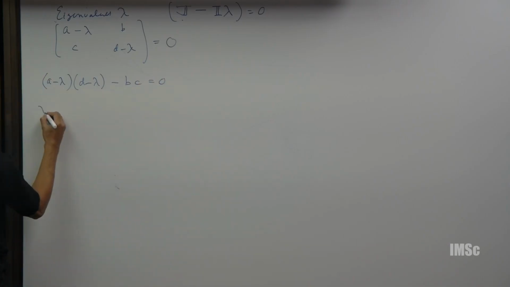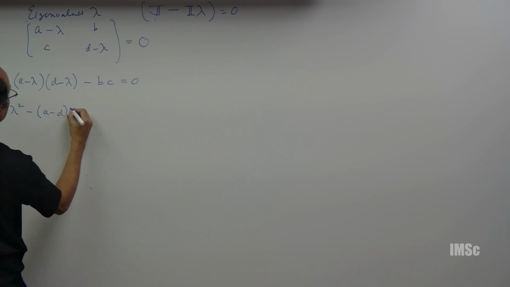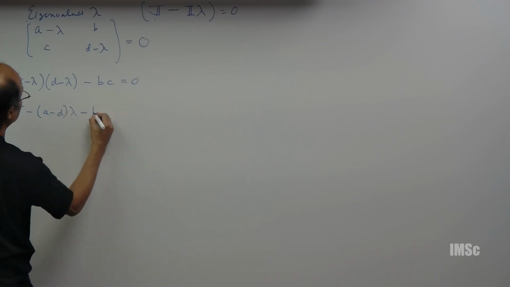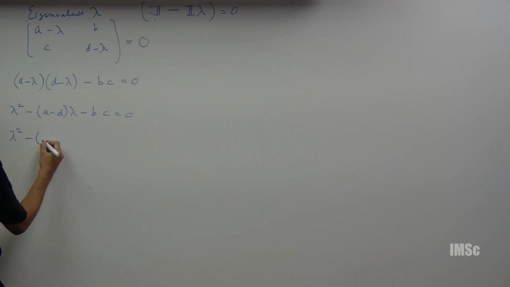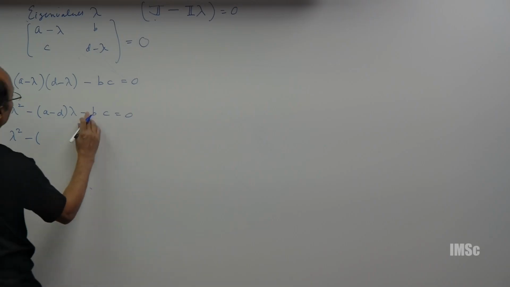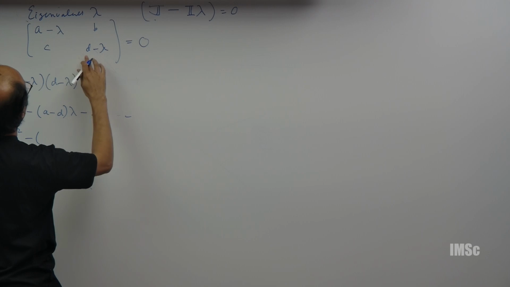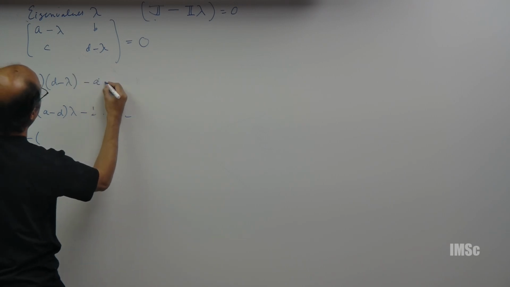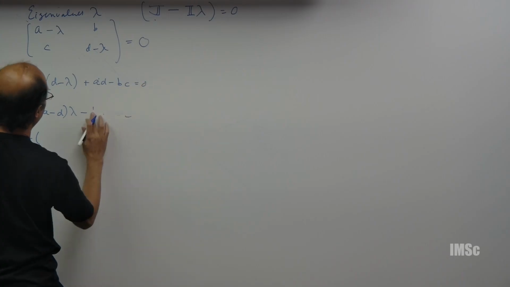From here I get lambda square equal to A minus D lambda minus BC. I collect terms, so lambda square minus, oh sorry, I missed out on something. This is AD minus BC, sorry, plus AD minus BC.